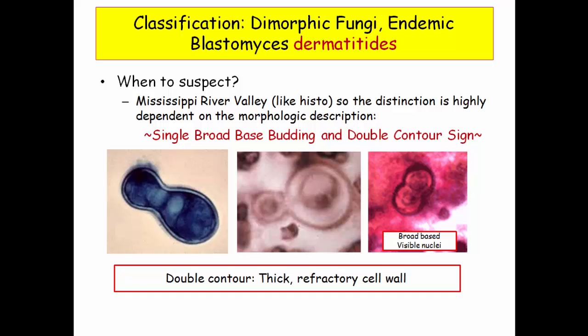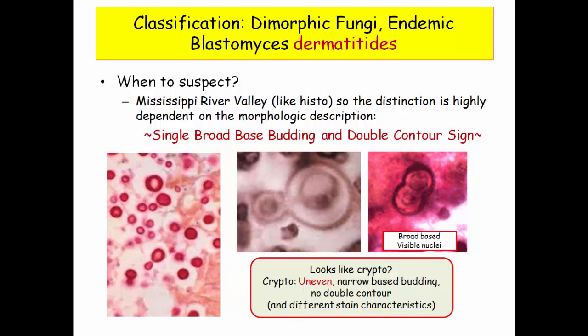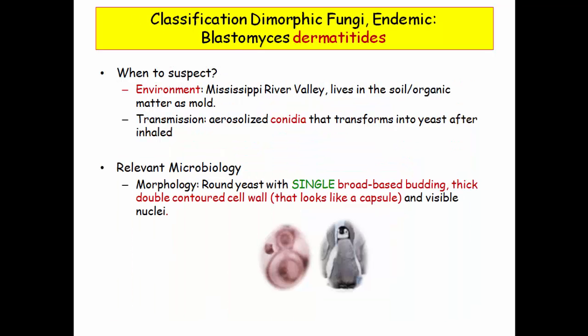This is a unique feature. Again, to compare and contrast, Cryptococcus is the only organism with a true capsule. It has a different staining characteristic with uneven, narrow base budding that will be discussed in the yeast section. So when to suspect? The geography is noted in the Mississippi River Valley and has no special ecology, just lives in the soil. The microbiology was already reviewed.